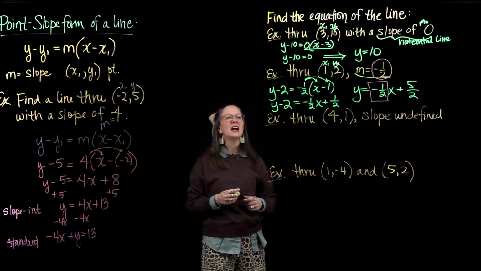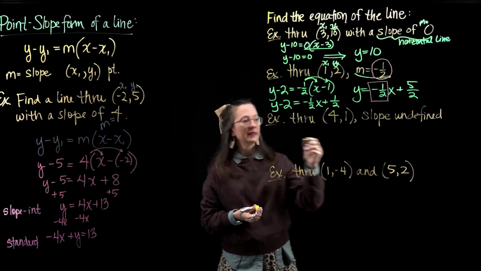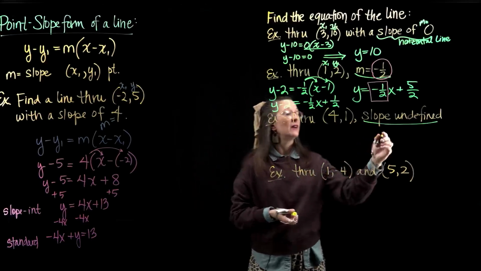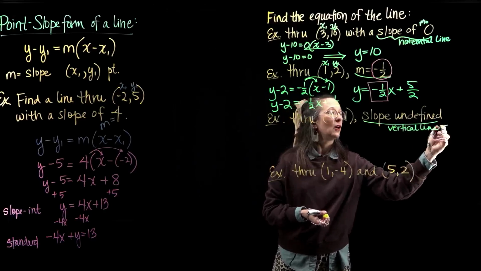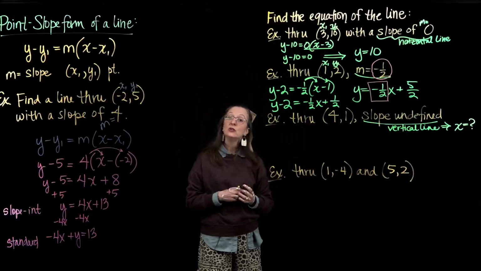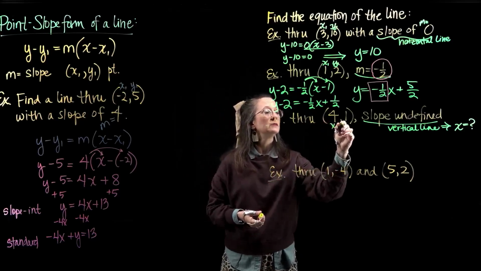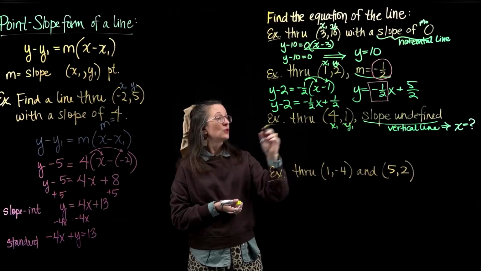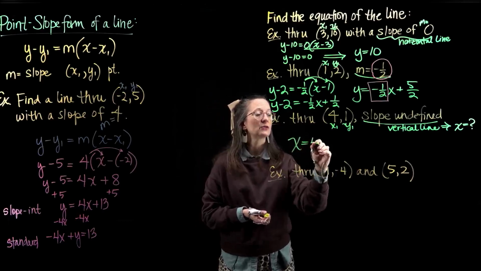All right, next one, we want a line through the point (4, 1) where the slope is undefined. Think back to when we learned about slope. When the slope is undefined, that means that we have a vertical line. And a vertical line always looks like x equals something. So we have to use that information to find the equation of the line in this problem. Well, our x1 is 4, y1 is 1. So the line with an undefined slope through that point would be the line x equals 4.